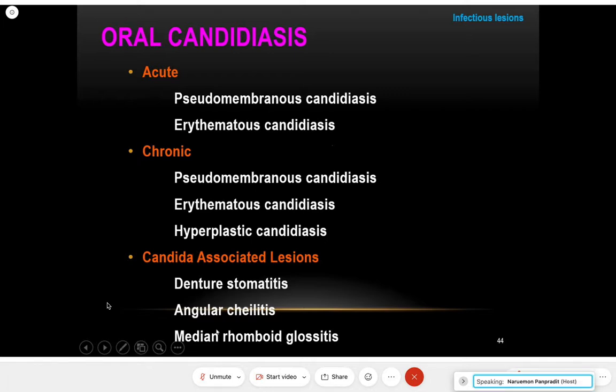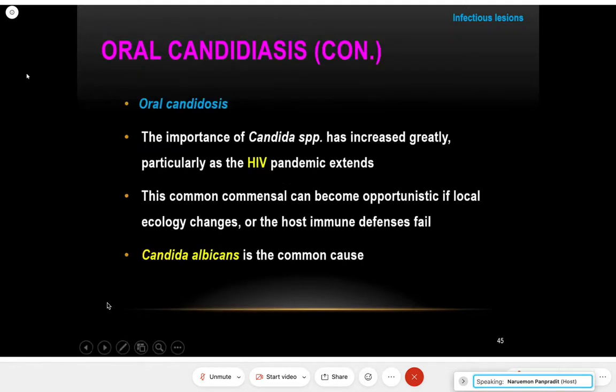And another group is the candida-associated lesions, because maybe not 100% of these lesions relate to candida, but most of them do. That is denture stomatitis, angular cheilitis, and median rhomboid glossitis. Okay, I will explain each one. However, for the word oral candidiasis, some references use oral candidosis as well. It's not a wrong spelling.